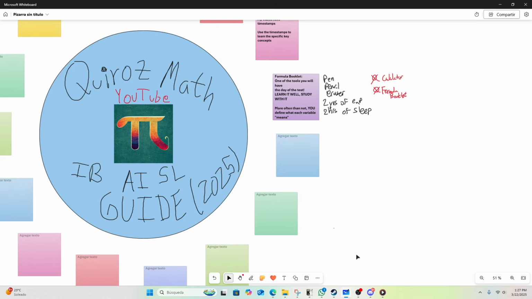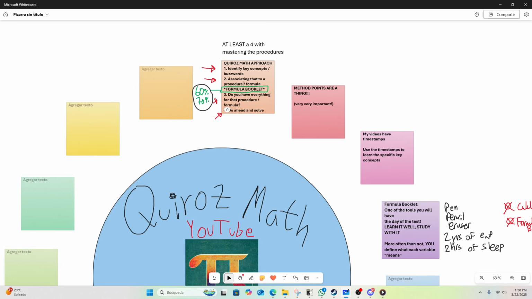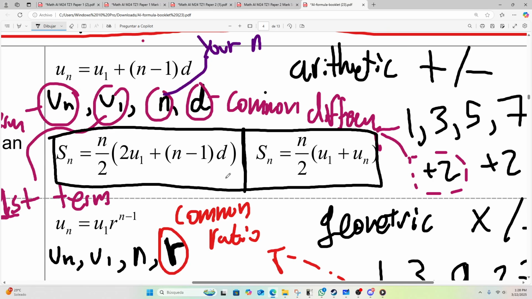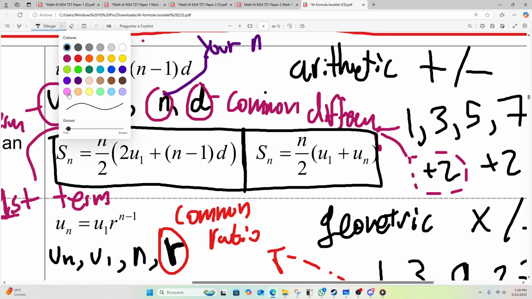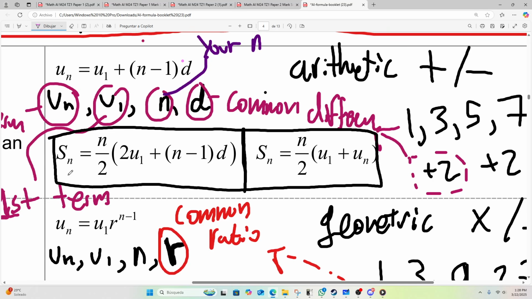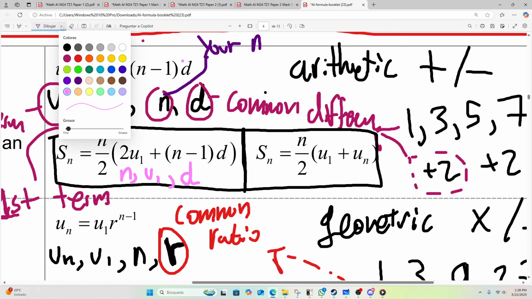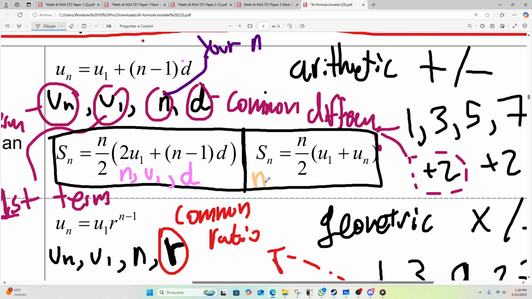It's to learn thoroughly the formulas from the formula booklet, to know what you need to do to learn the correct procedure. So let's say you want to find the sum of an arithmetic sequence, and you have these 2 formulas, you don't know what to do, you start freaking out. Well, hopefully you watched this video beforehand and you can learn, okay, the one on the left is asking for n, u1, and d. While the one on the right is asking for n, u1, and un.